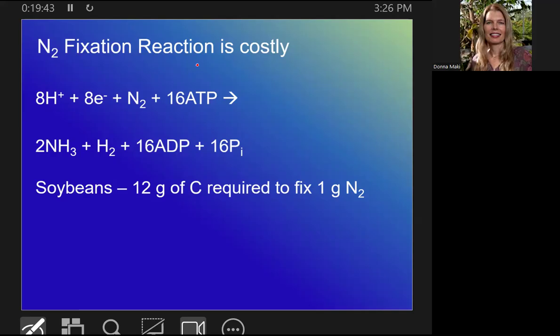Any questions on nitrogen fixation? I know those of you who've had Plant Phys have got it in way more depth than this, but you don't need to know it to that depth in this class.